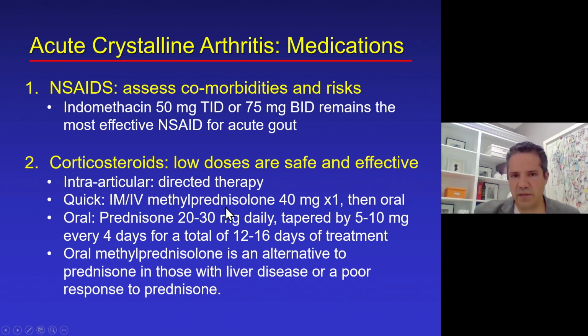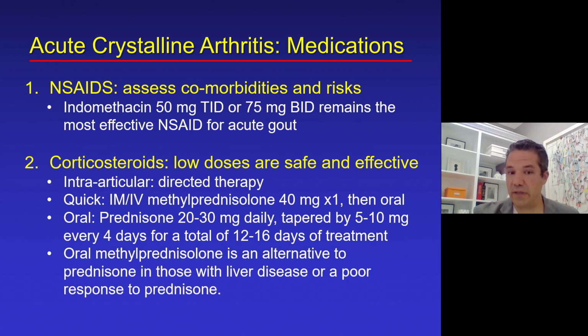Another way to deliver a rapid dose of steroid is to give an intramuscular dose of methylprednisolone, then switch them over to something oral. This is my little magic formula that I shouldn't really disclose, but I did. Start around 20 or 30 milligrams of prednisone, taper it by 5 to 10 milligrams every 4 days for a total of 12 to 16 days of treatment. This is not the Medrol dose pack. The Medrol dose pack is too fast and patients will rebound.